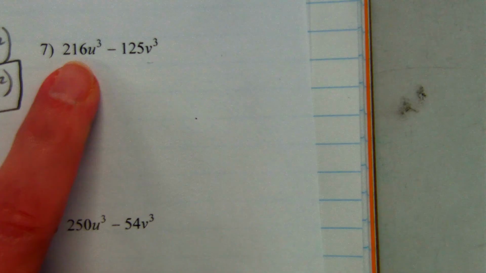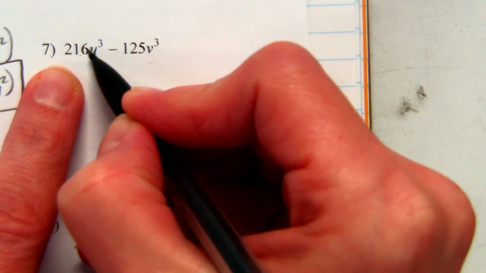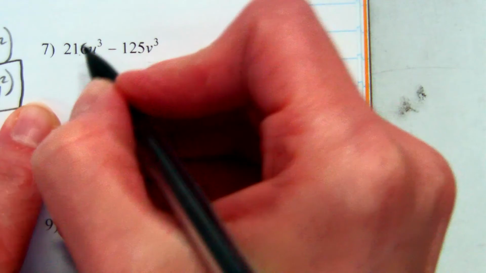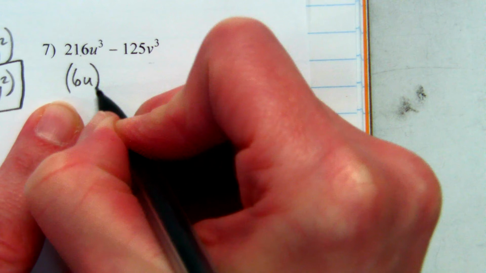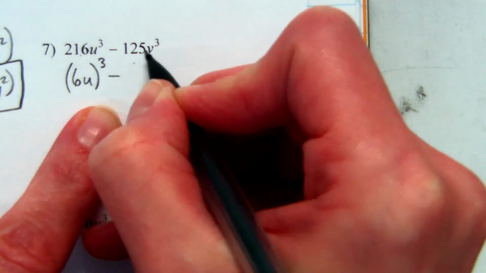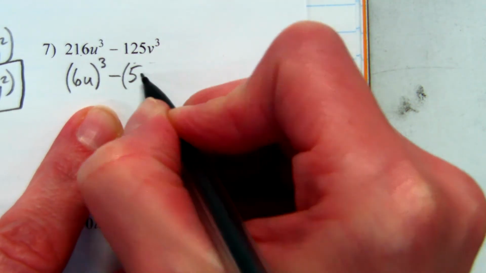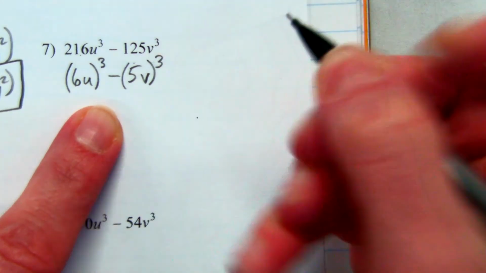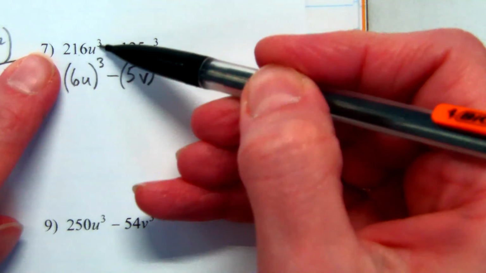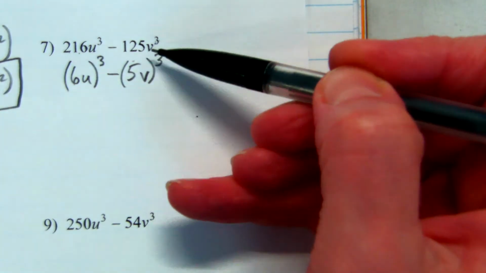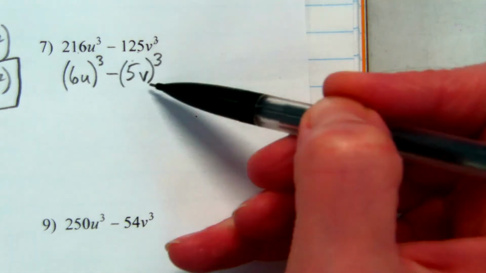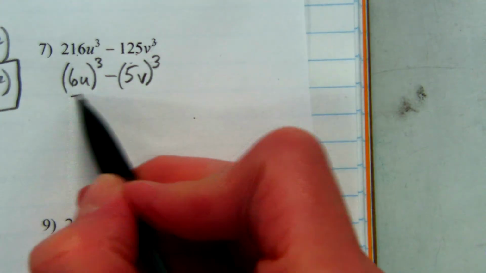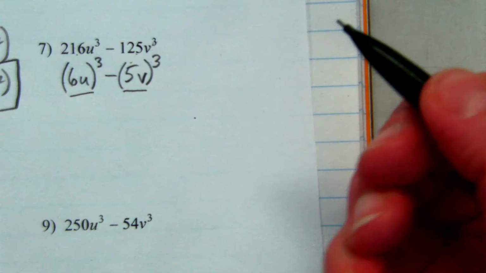Okay, so on number 7, 216 is the same thing as 6 cubed. So I'm going to write this as 6u whole thing cubed. 125 is 5 cubed, so that'd be 5v in parentheses cubed. So we're changing this. Up here it was just the u that was cubed and the v that's cubed, but they gave us cubed numbers so that we could write them as just this cubed and this cubed. That's your a and your b.